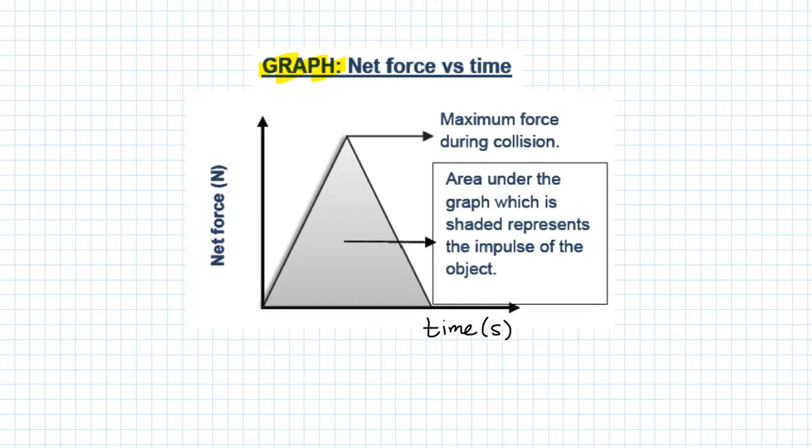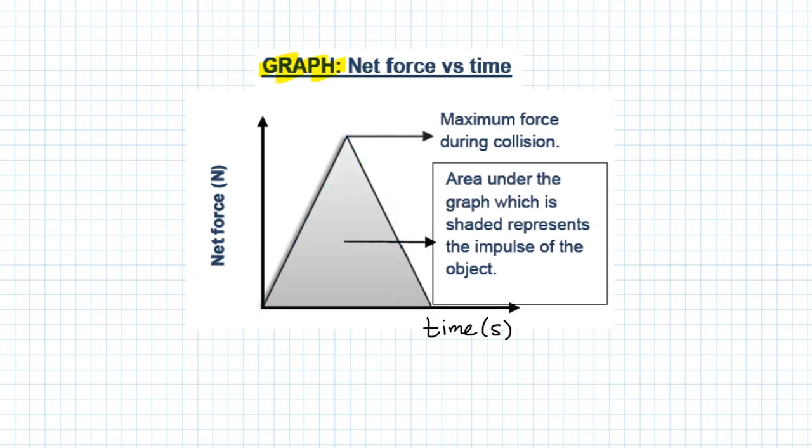So, displayed on your screen is a graph of net force versus time. When an object, for example a ball, is thrown into your hand, what you will experience is that at first the force is very, very small, but then it starts to increase. You'll then experience a maximum force, and then the force will slowly start to decrease once again. This is why the graph looks the way it does.